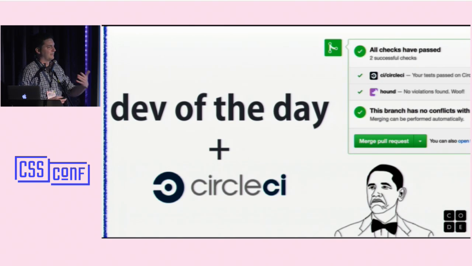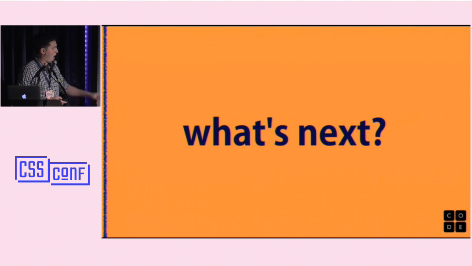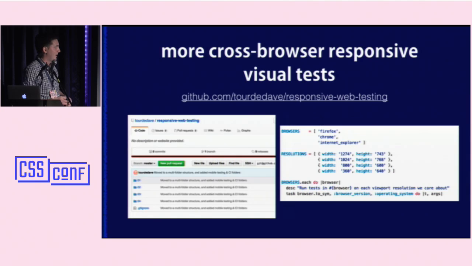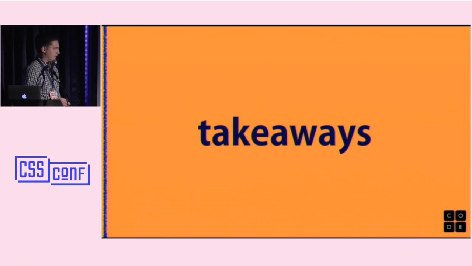So now that we're actually running in every single pull request, you'll check before you merge it. What's next for us? We're going to get our test results, like add a little GitHub comment with the screenshot diff. I think that'll be cool in your branch when it breaks. If you want to learn more about cross-browser responsive tests, Dave Hefner has a sweet introduction to that. And you can see there, you just define different resolutions and browsers to do that.